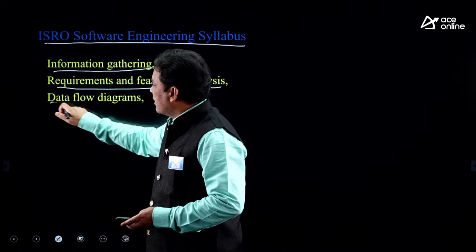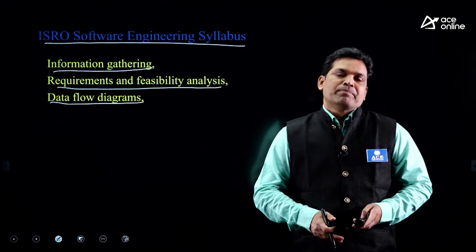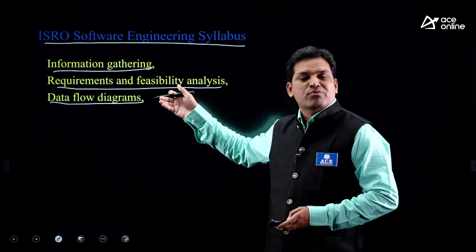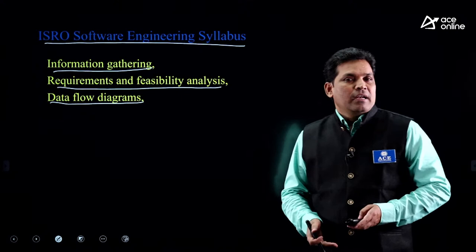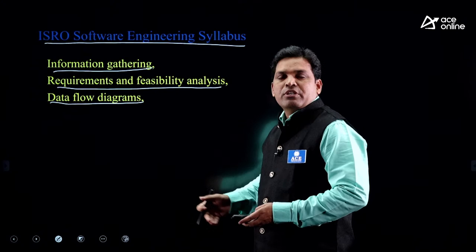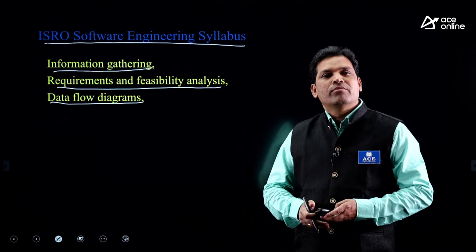Next, data flow diagrams, DFDs. This is the purpose of DFDs: the flow of data within a system is represented by data flow diagrams. Data flow diagrams were classified into various levels: level 0 DFD, level 1 DFD, level 2 DFD, level 3 DFD. Levels 0, 1, 2 are best suited for development of software systems, whereas level 3 is more complex, right?